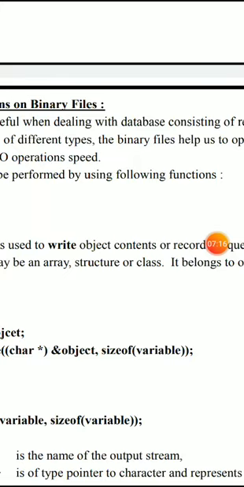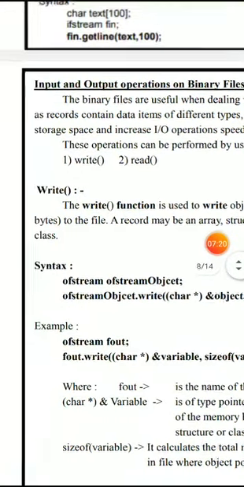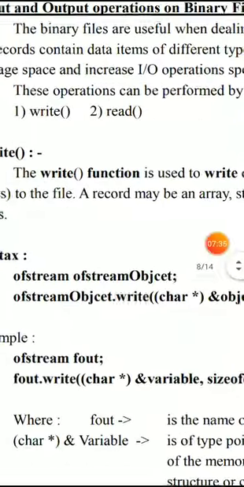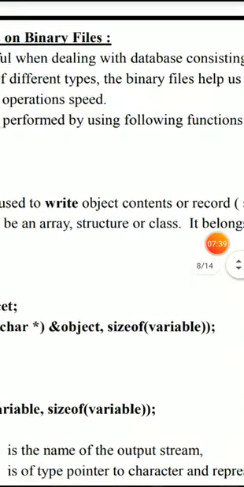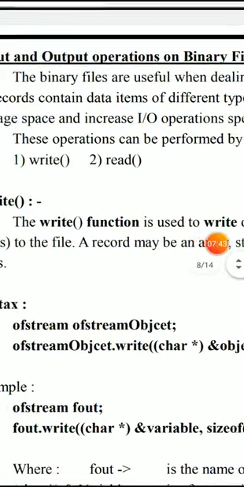Suppose you want to read the contents of a record from the file, or you retain the records in a file. In order to read those records we can make use of the read function, and in order to write the records in an output file we can make use of the write function. So first we will study the write function, then we'll go for the read function. The write function is used to write object contents or records, which is nothing but a sequence of bytes in a file.